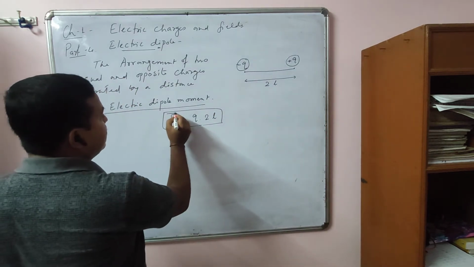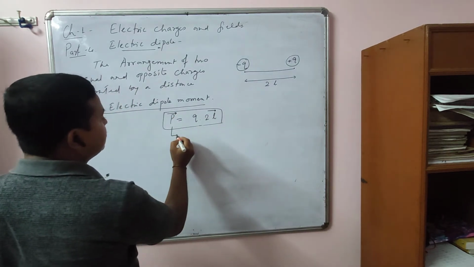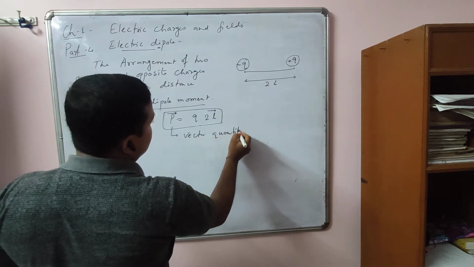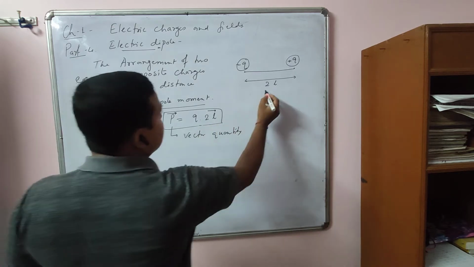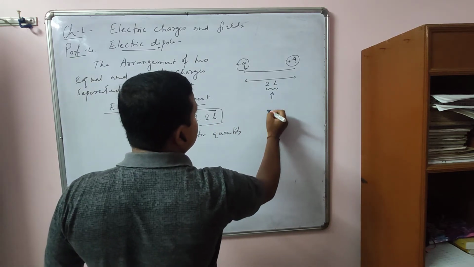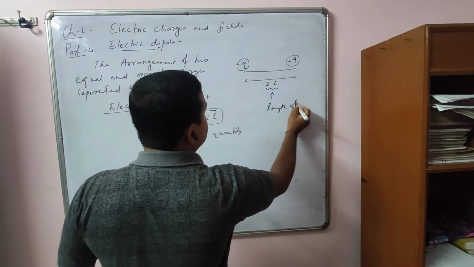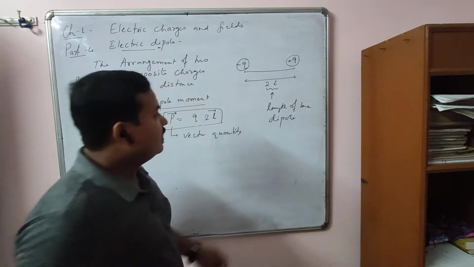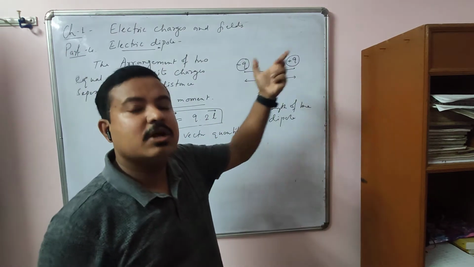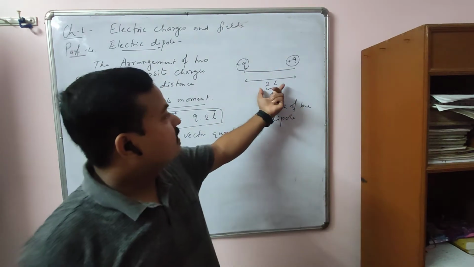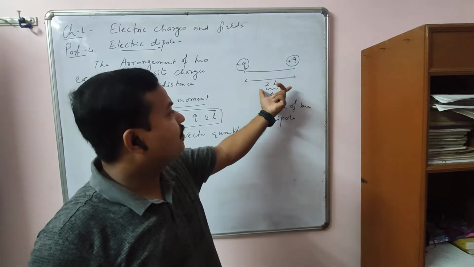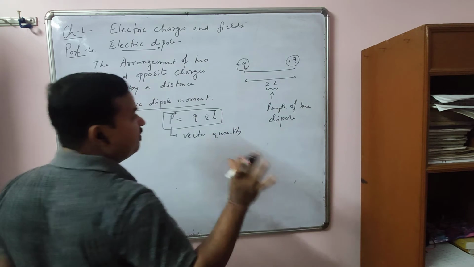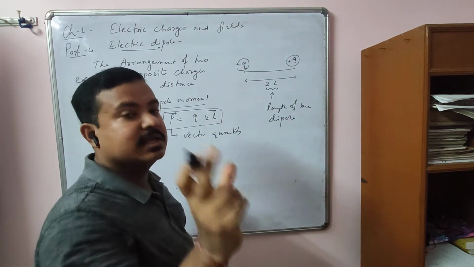So it is a vector quantity. What is 2a here? 2a is the length of the dipole. We are considering the length as 2a because in our next derivations it is simple to consider 2a. You can take L also. So here 2a is the length of the dipole. Don't confuse, L is not the length of the dipole. 2a is the length of the dipole. Okay.